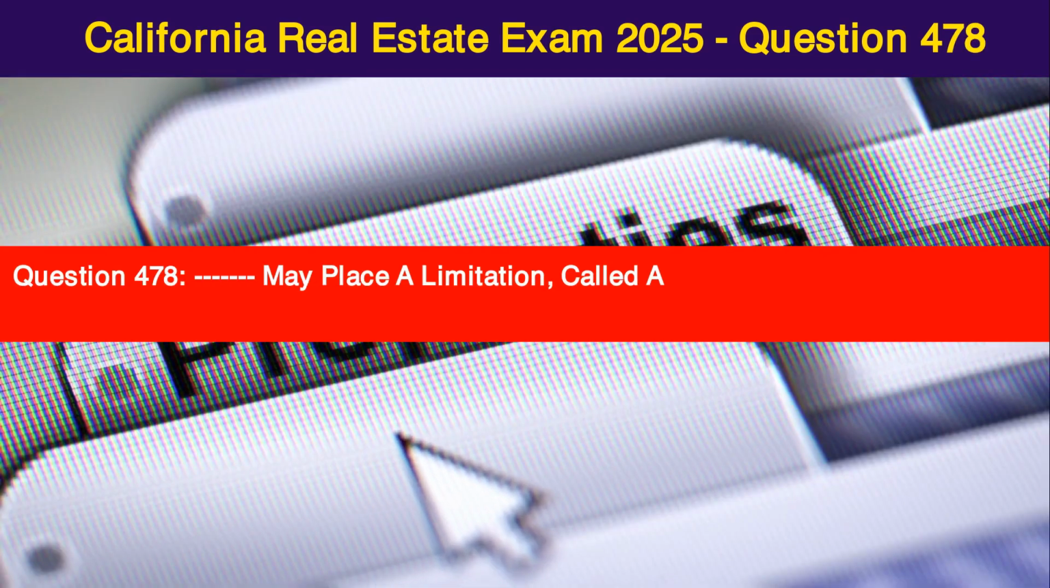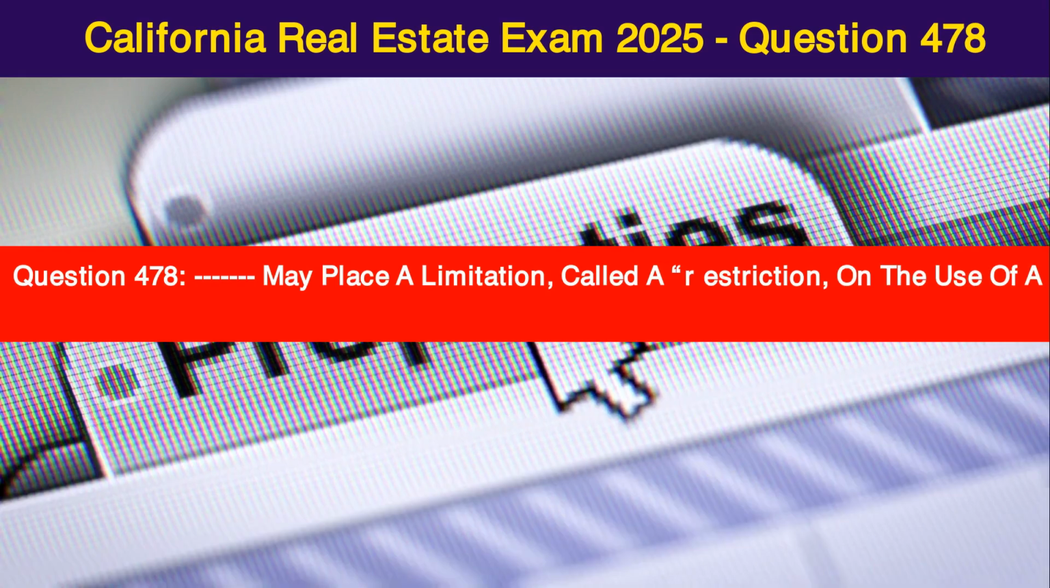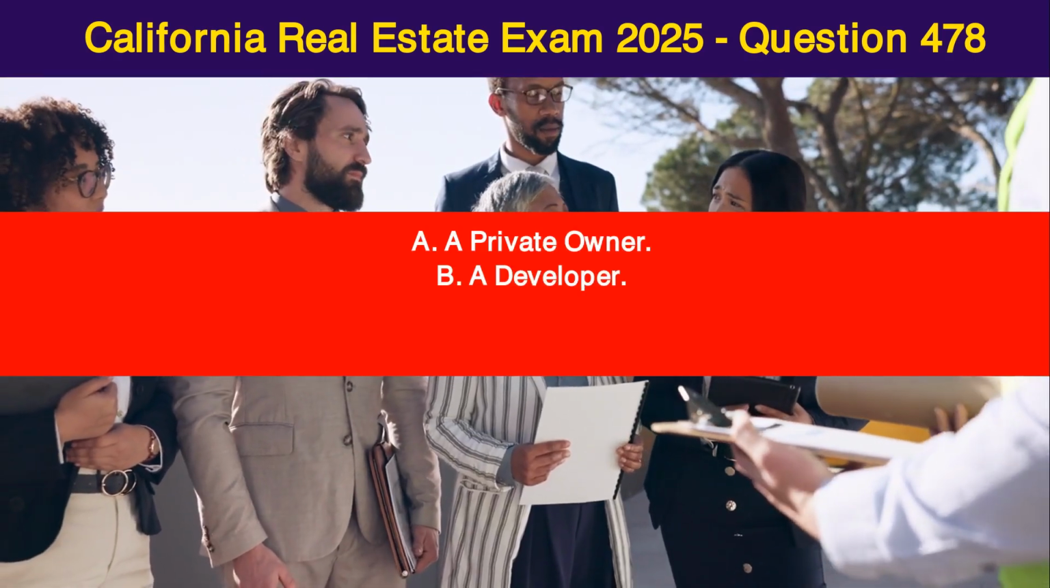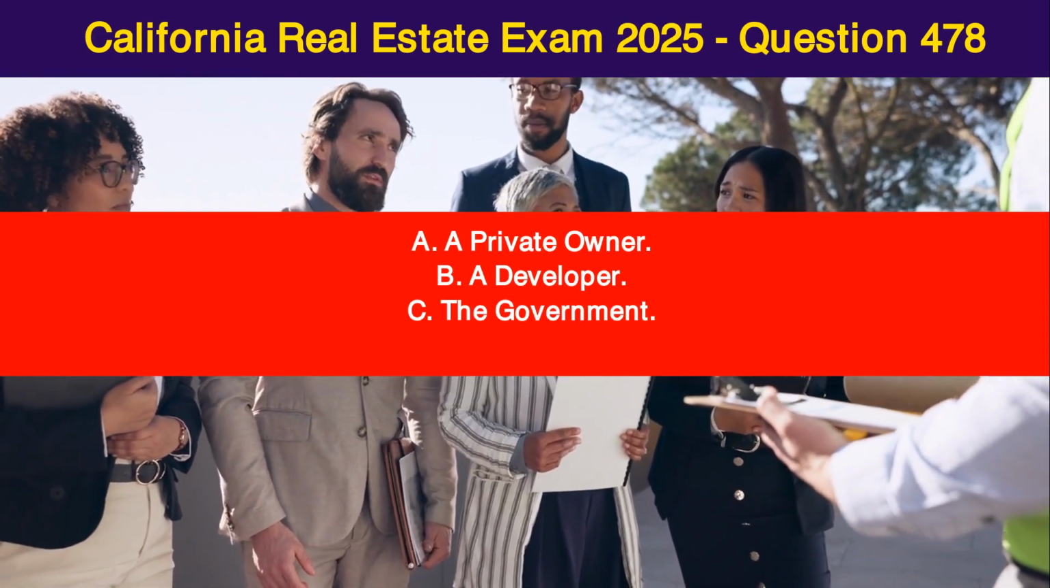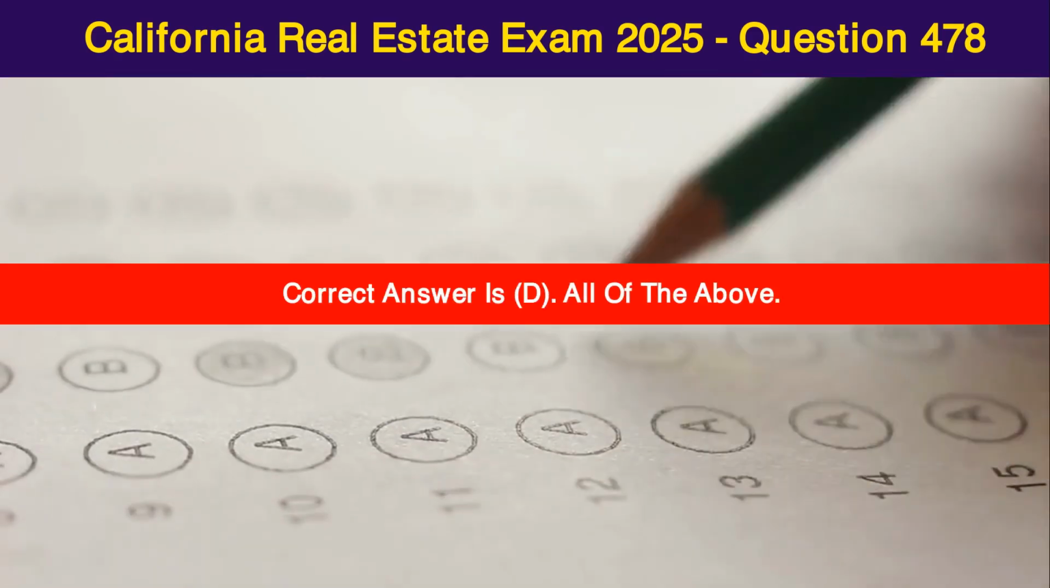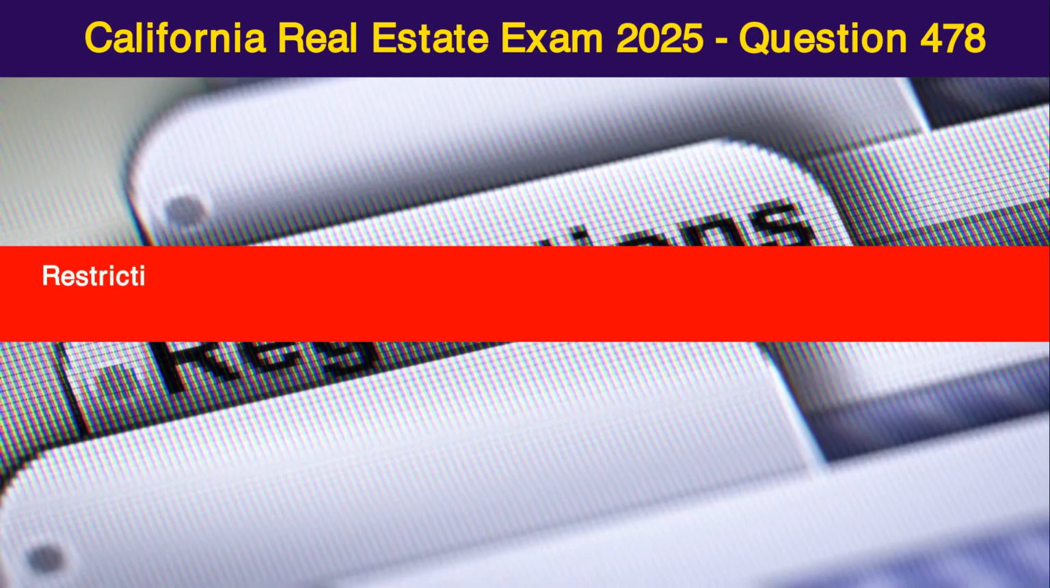Question 478. May place a limitation, called a restriction, on the use of a property. A. A private owner. B. A developer. C. The government. D. All of the above. Correct answer is D. All of the above.